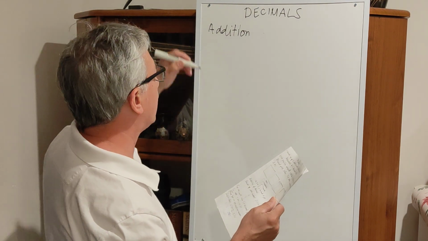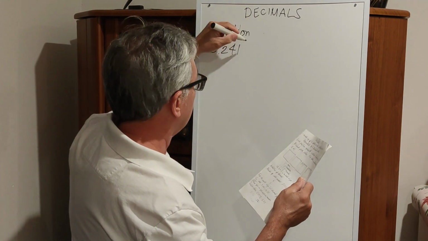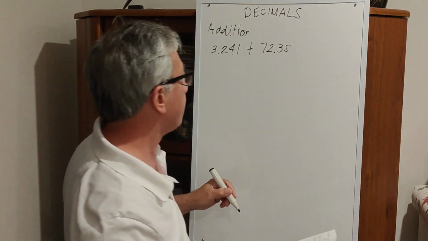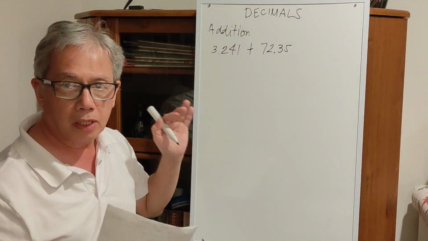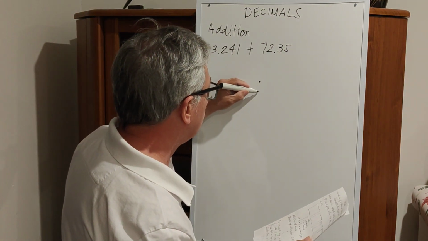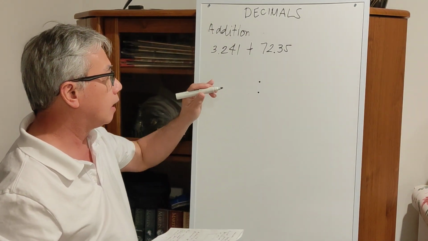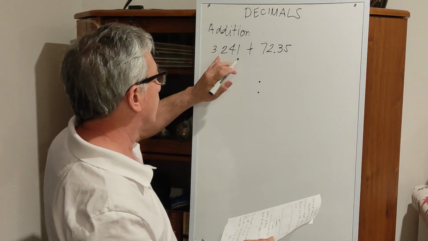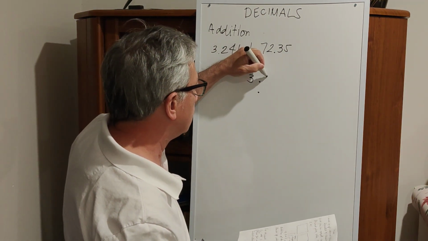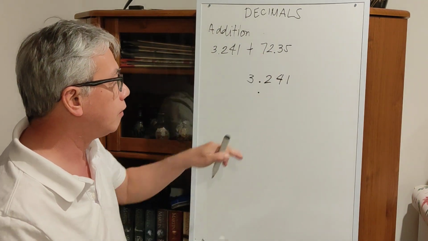So for example, we have to add 3.241, and we want to add that to 72.25. So the first thing that we need to align in here is the decimal point. So we align the decimal point, and then we can put now the numbers. So here's the decimal point, so we put 3 in here, and then 2, 4, and 1 is on the right of the decimal point, and then we put 72.25 in here.